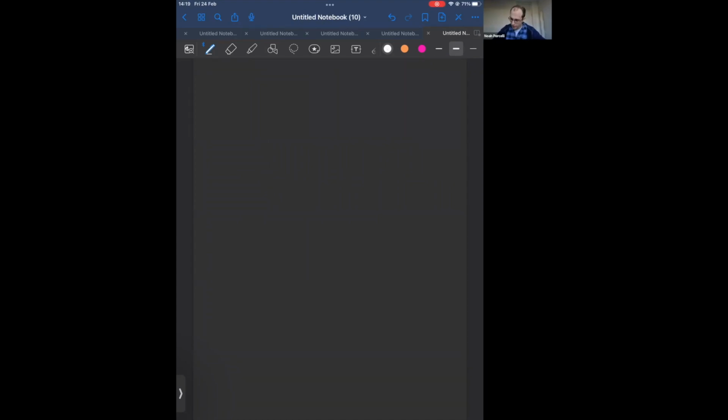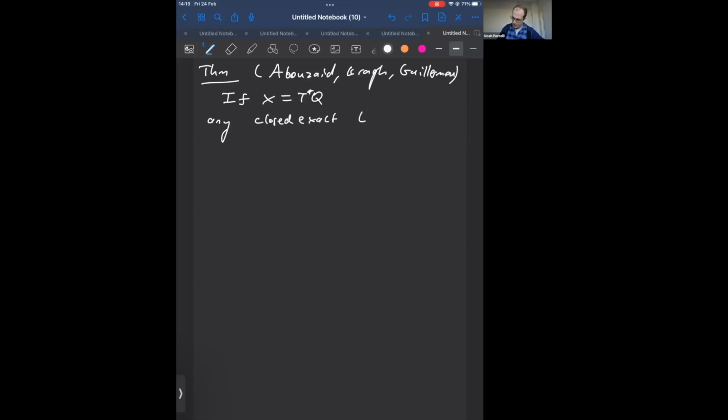So in that direction, what is known, due to Abouzaid and Kragh, later reproved by Guillermo, is that, again, if X is a cotangent bundle, then any closed exact Lagrangian L inside X is homotopy equivalent to Q. So, same homology, same homotopy groups, etc. If you wanted to disprove this conjecture, the first invariants you'd try would be homology, homotopy groups, pi1 and so on, and this tells you they don't work.